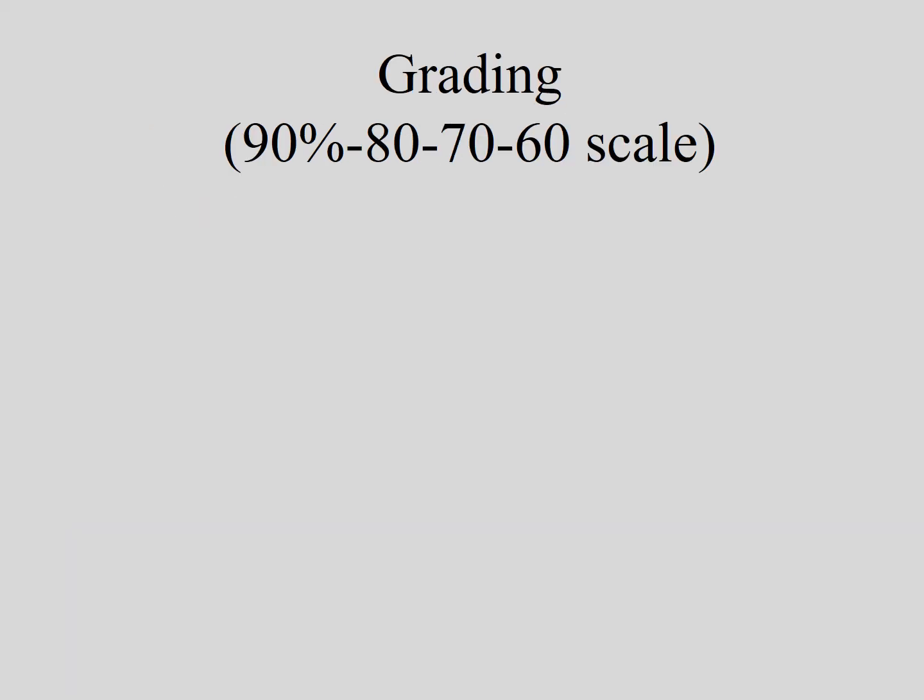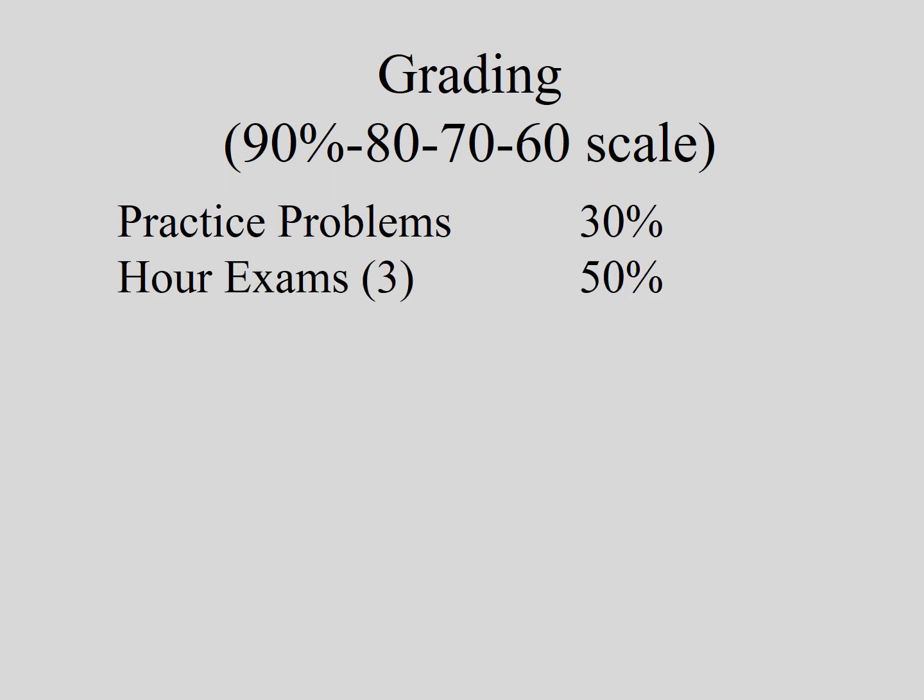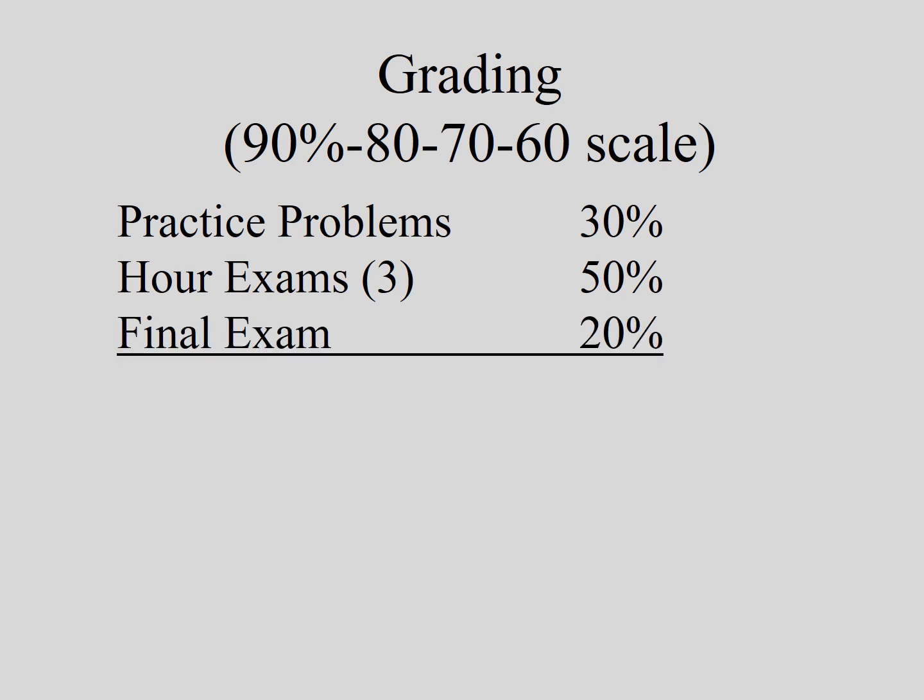So my grading scale is a standard 90, 80, 70, 60% grading scale for ABCD. And again, just as a refresher, the practice problems are a total of 30% of your grade. That's broken up into 2 parts. The MyLab problems, which are online, and the assessment problems, which are the paper pencils. There will be 3 one-hour exams, which account for a total of 50% of your overall grade. And the final exam is 20% of your overall grade.